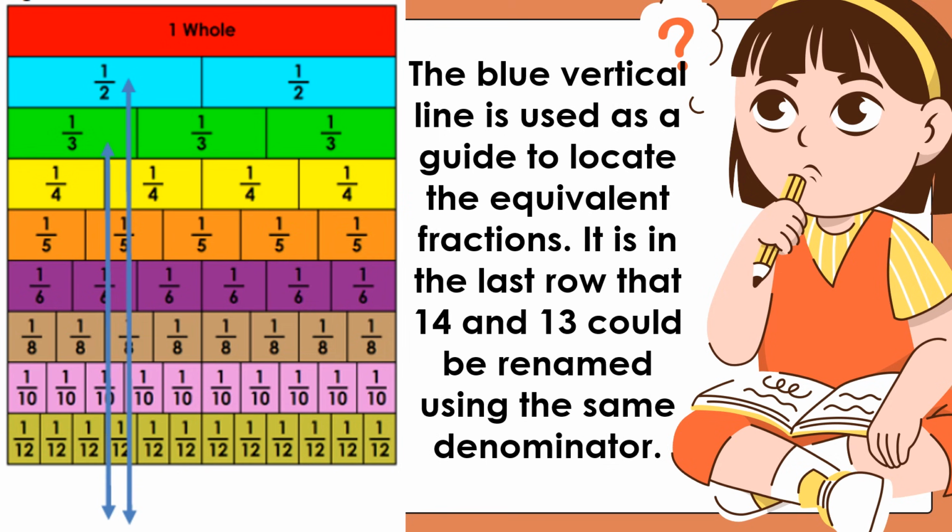So look at the picture. The blue vertical line is used as a guide to locate the equivalent fractions. It is the last row that 1/4 and 1/3 could be renamed using the same denominator.